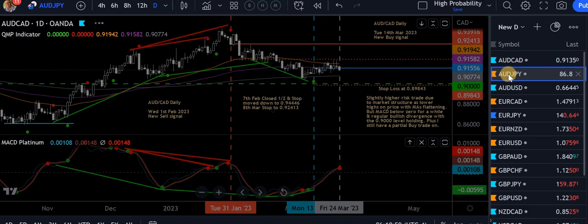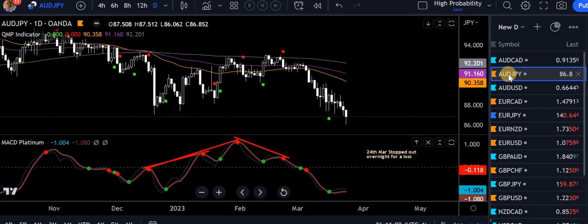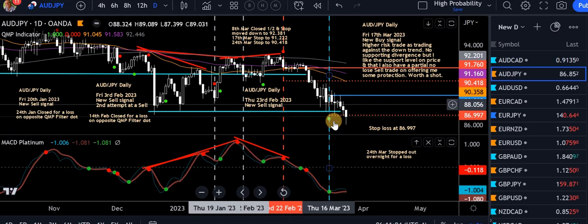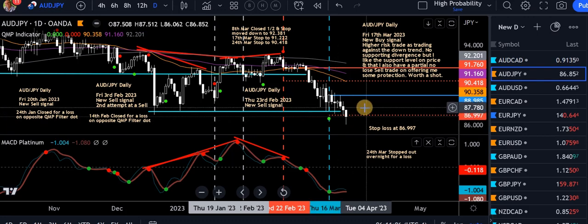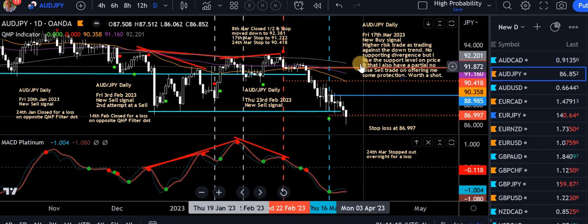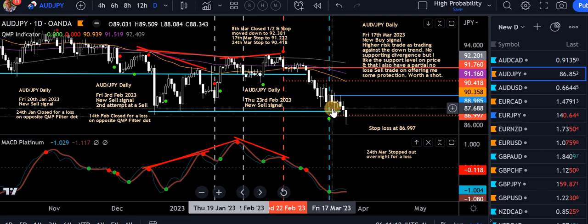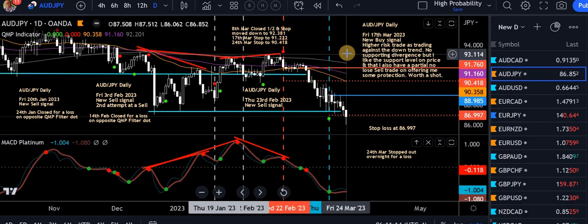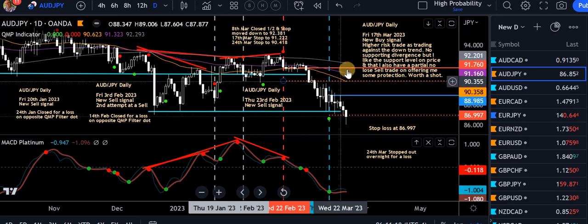Aussie Japanese yen. It's highlighted in orange. Hopefully it'll work. And there's a reason for that. Yeah, stop that on my buy trade. So this buy trade, I took on the 17th of March. You can read the notes there. High risk trade, going against the trend. You can see the trend's down. I called that at the time. No supporting divergence.